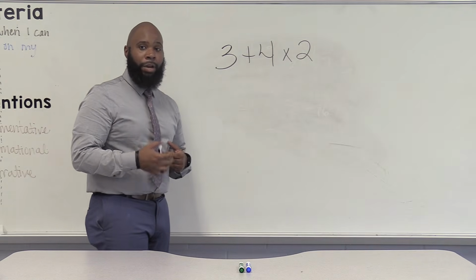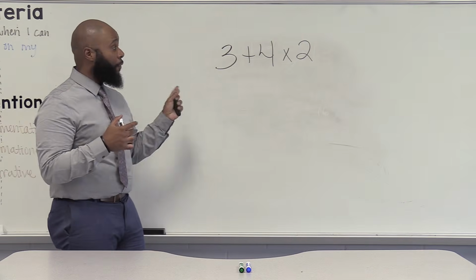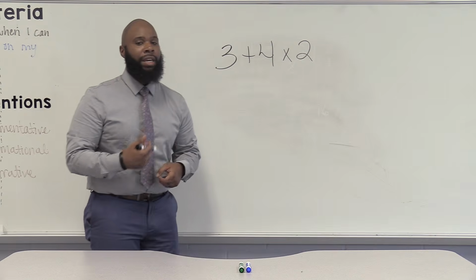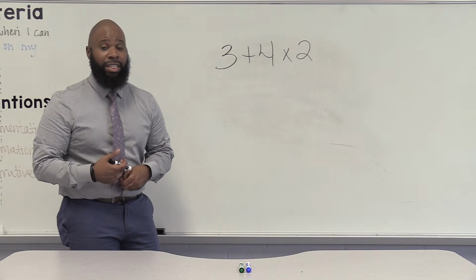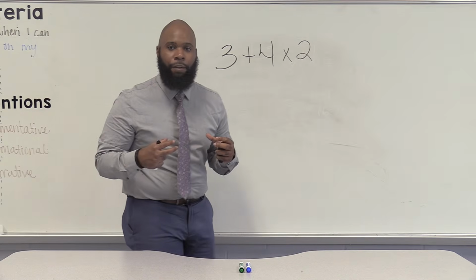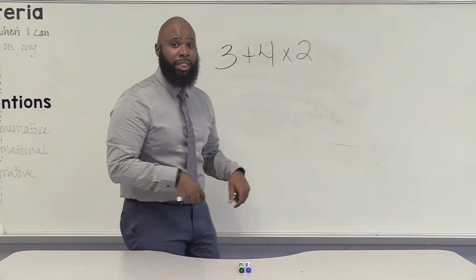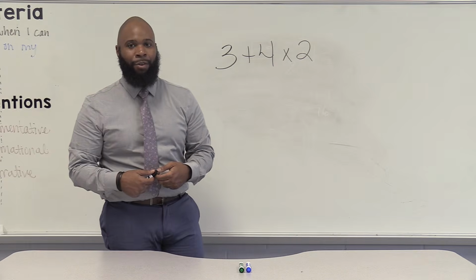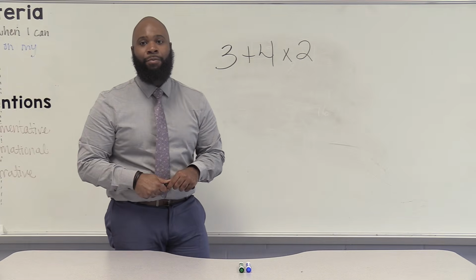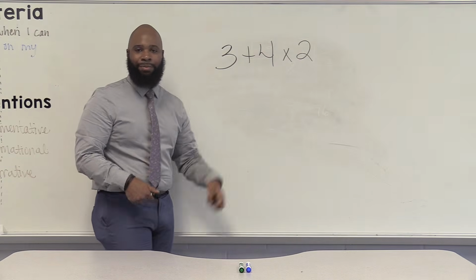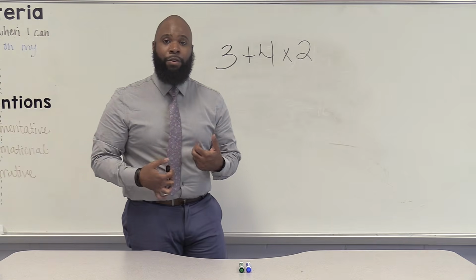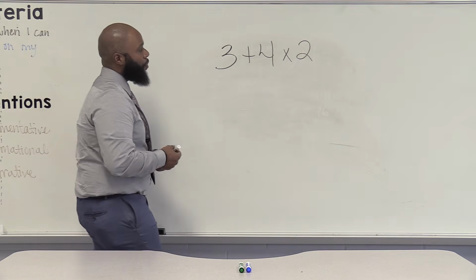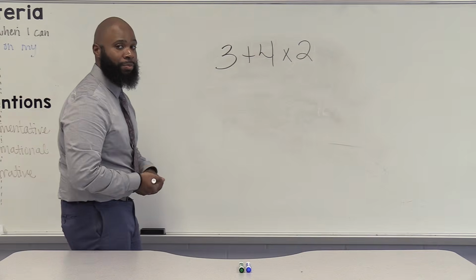When we evaluate an expression with these 4 operations, we always calculate multiplication and division first, then addition and subtraction. Since multiplication and division are equally powerful, we simply evaluate these operations from left to right. Addition and subtraction are at the same level in the order of operations, and we evaluate these from left to right as well. So now that we know the rules of order of operations, can you go back and evaluate this expression? 3 plus 4 times 2.